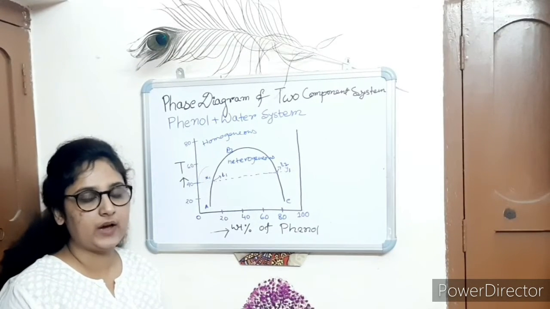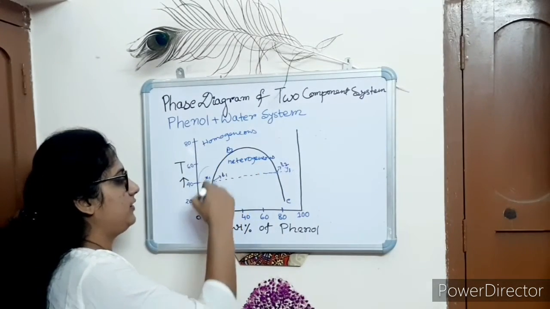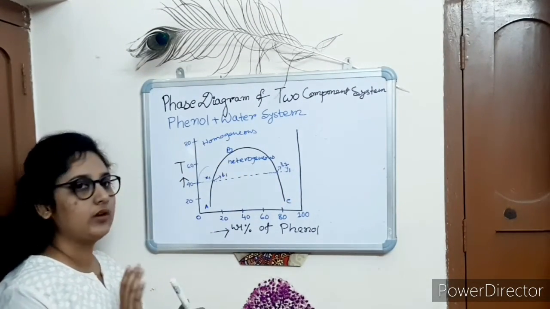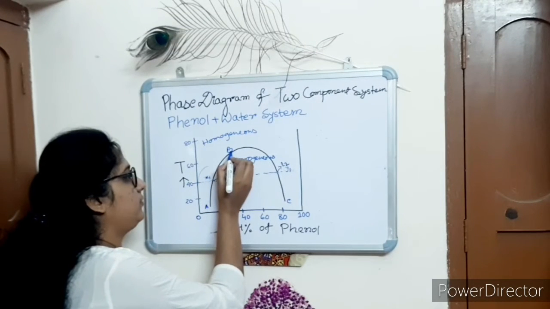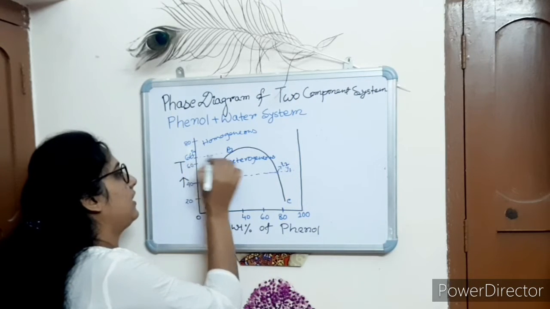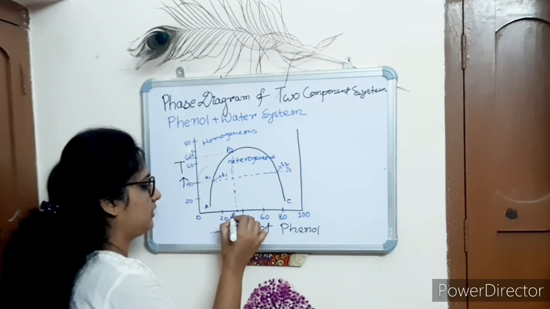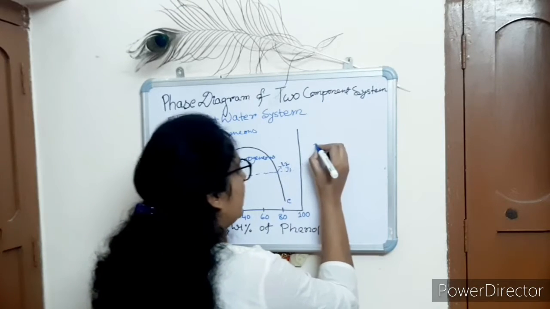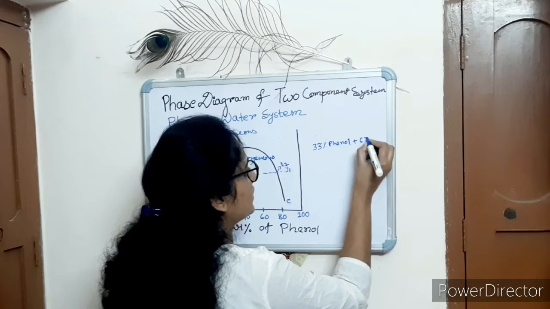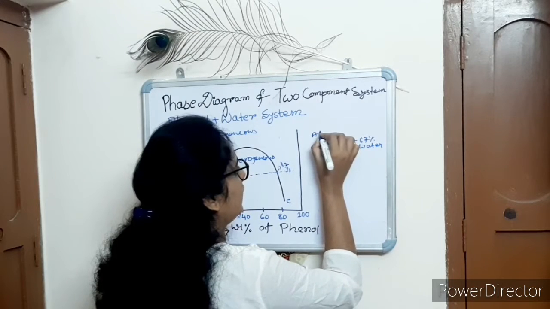Now there is an interesting part for this type of solution, and that is the point B where these two curves meet together. For the phenol water system, at the point B the temperature is 66 degrees, and the composition is 33% phenol. So at 33% phenol plus 67% water, this is the composition at point B.